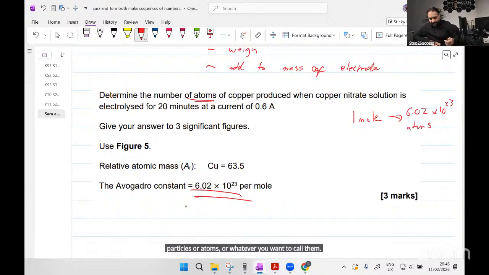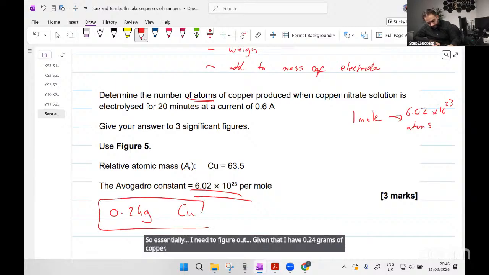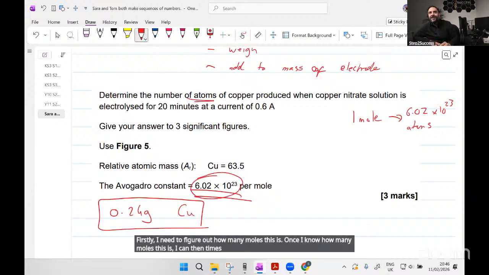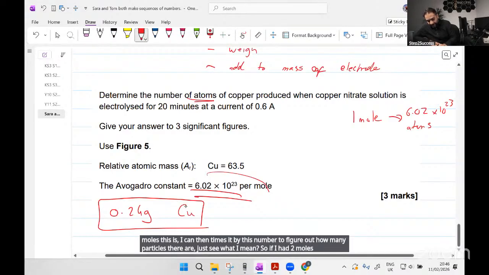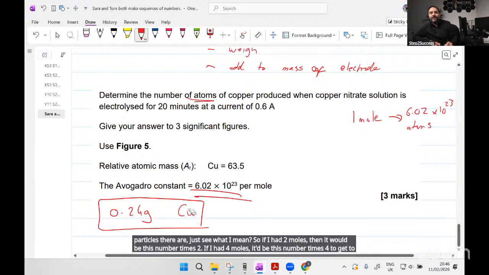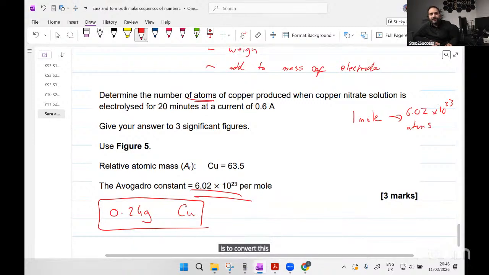So essentially, I need to figure out, given that I have 0.24 grams of copper, firstly, how many moles this is. Once I know how many moles this is, I can then times it by this number to figure out how many particles there are. Do you see what I mean? So if I had 2 moles, then it'd be this number times 2. If I had 4 moles, it'd be this number times 4 to get to the number of particles. So the first thing to do is to convert this mass in grams to moles.